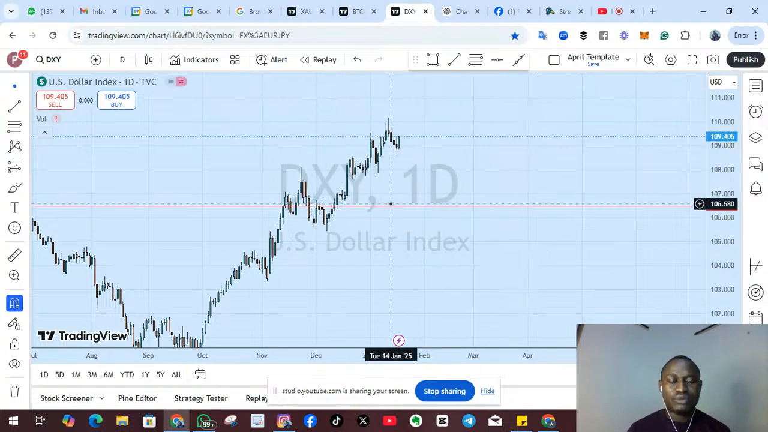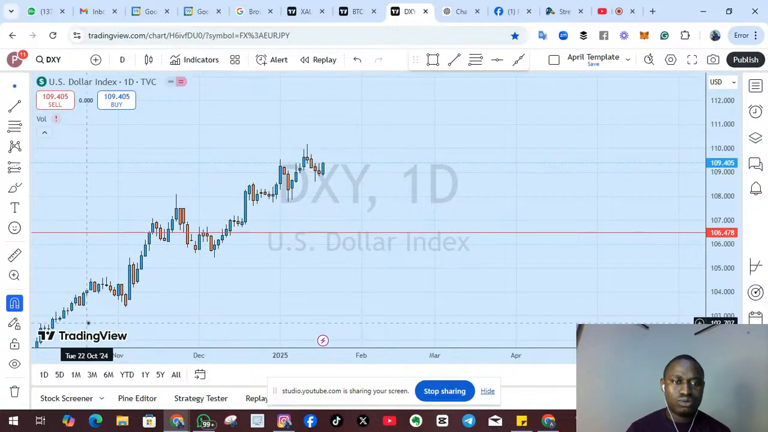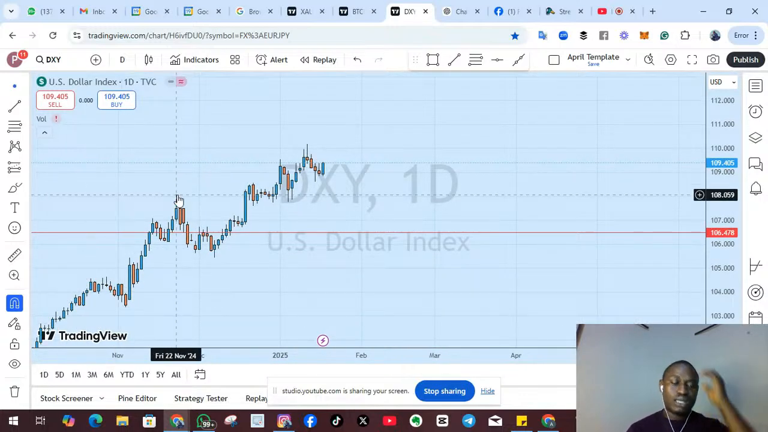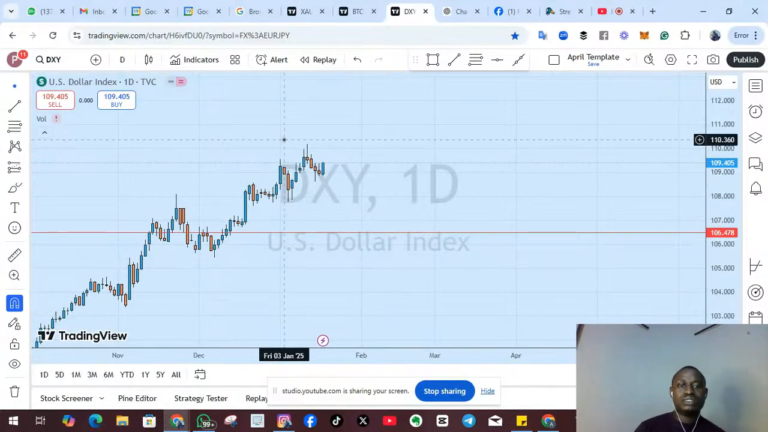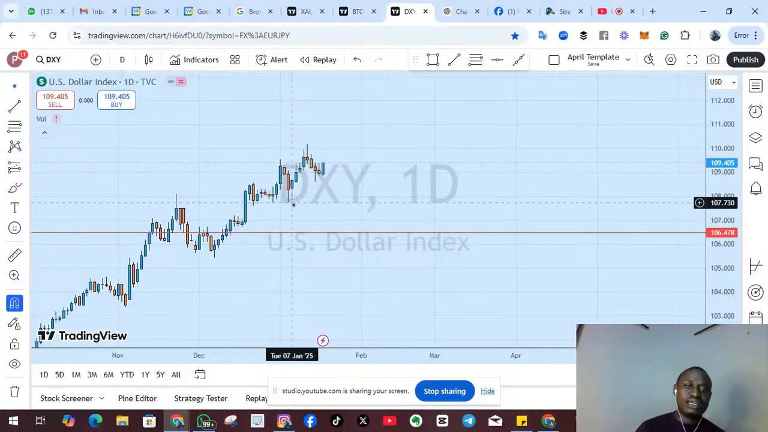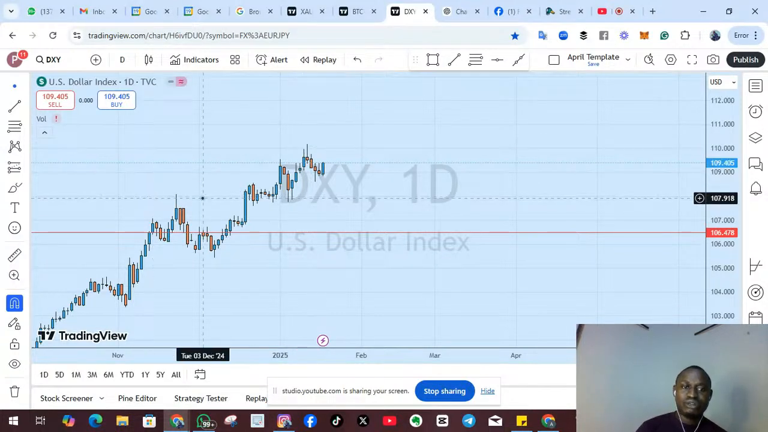This is the daily time frame. Let's count the structure rather. This is the low. This is the low. This is the high. This is what? A higher low. Then probably have a higher high. Do I want to count it as a low? This is a high. This is a higher high. There's a break of structure here.